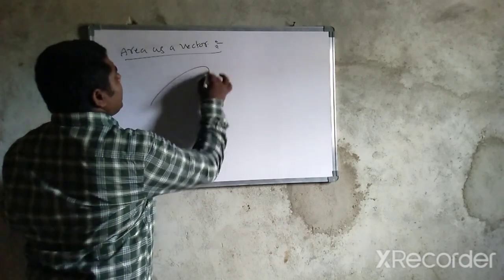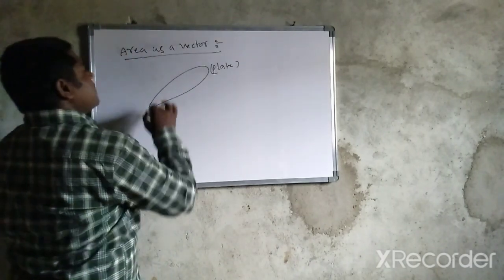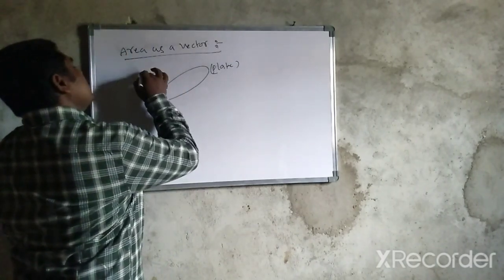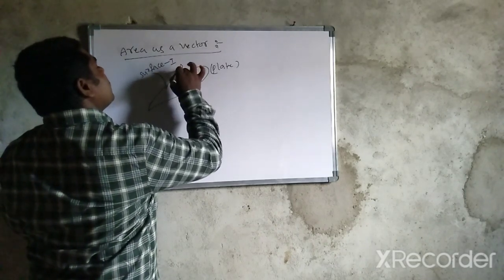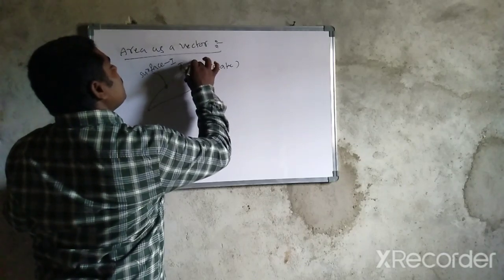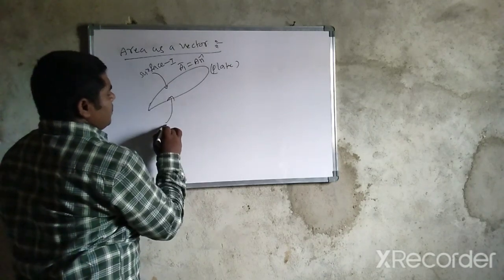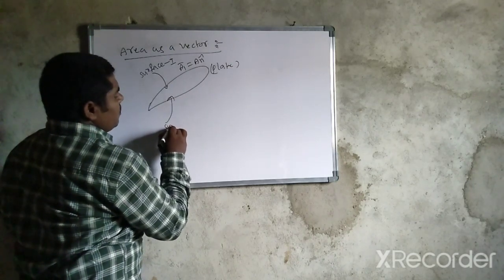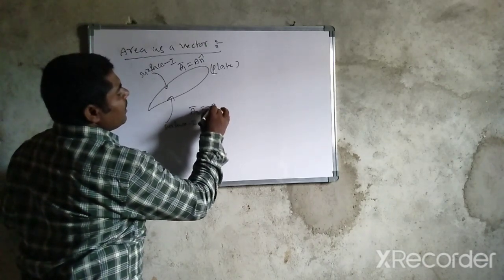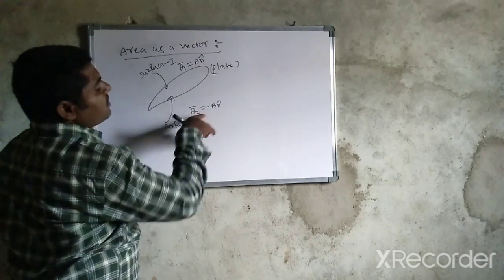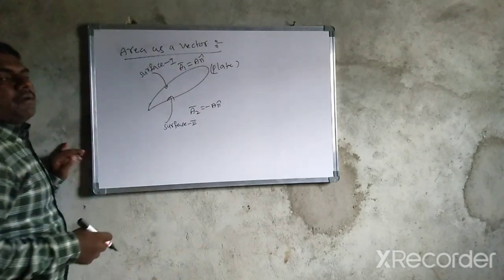Let us consider one plate. This is the upper surface area, named surface 1. Here the area A1 bar is equal to A into the unit vector n cap. This one is the lower surface, number 2. Here the area A2 bar is equal to minus A into n cap. Here minus means the lower surface, and plus means the upper surface.